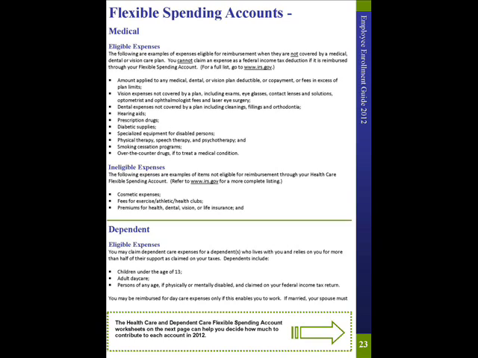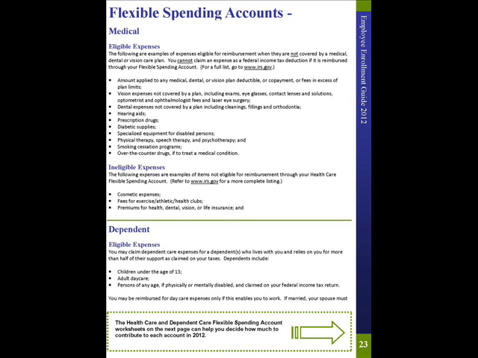Vision expenses not covered by a plan, including exams, eyeglasses, contact lenses and solutions, optometrist and ophthalmologist fees, and laser eye surgery. Dental expenses not covered by a plan, including cleaning, fillings, and orthodontia, hearing aids, prescription drugs, diabetic supplies, specialized equipment for disabled persons, physical therapy, speech therapy, and psychotherapy, smoking cessation programs, over-the-counter drugs if to treat a medical condition.